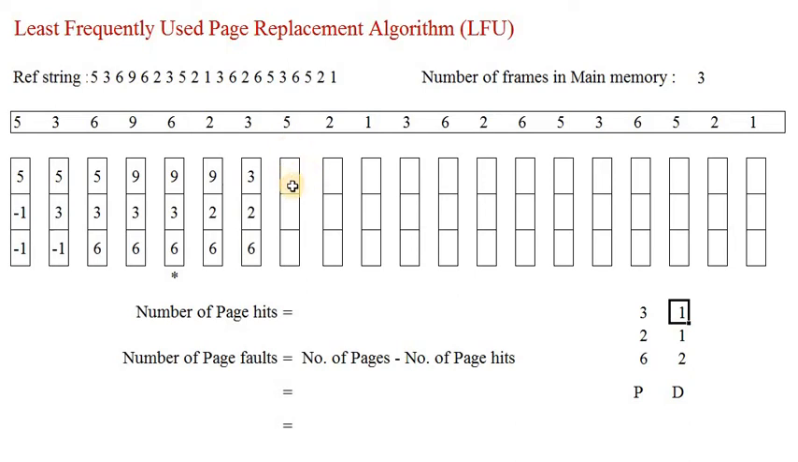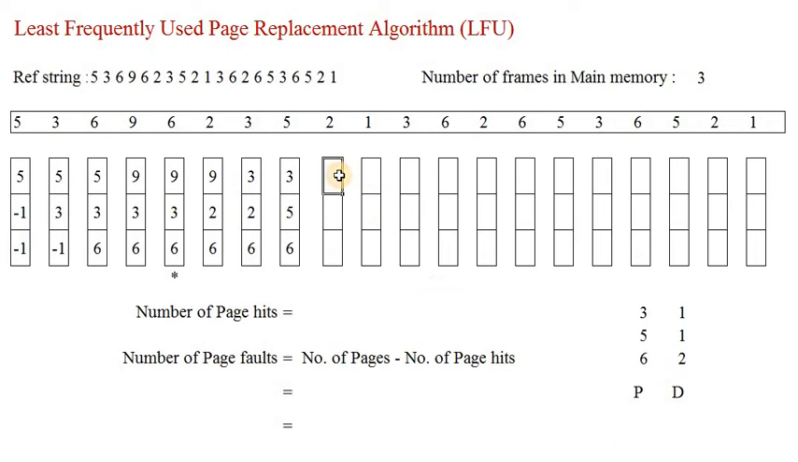Now 5 has to be inserted. 5 is not there in the main memory, so it should replace something. First of all, check the degrees. 6 has the highest degree, that is 2, so 6 will not be removed. Among 3 and 2, 2 came first. Apply the FIFO technique here: 2 came first, and 3 has just been inserted. So 2 will be replaced with 5, and 3 stays as it is. 5 has the degree 1 only.